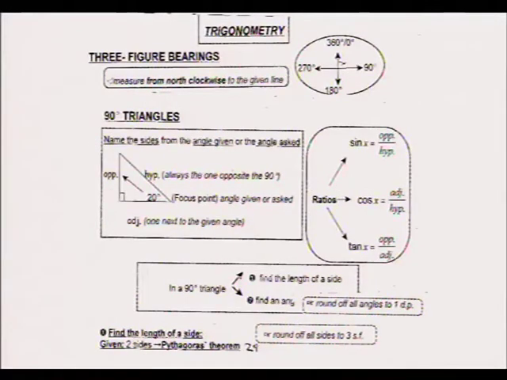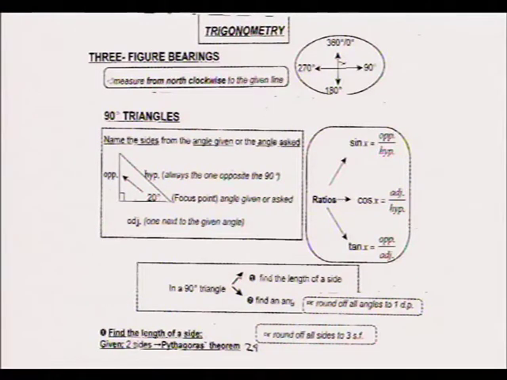Right, and then we get to trigonometry, the 3 figure bearings. Measure from north clockwise to the given line. We always start from the north line, 360 degrees or 0. Then we go clockwise to 90 degrees, straight down to 180, and then we still go clockwise to 270 degrees, and when you go back and rotate, then it's 360 degrees.